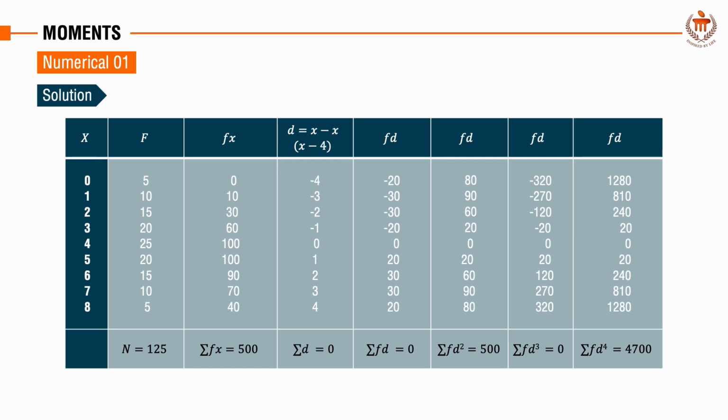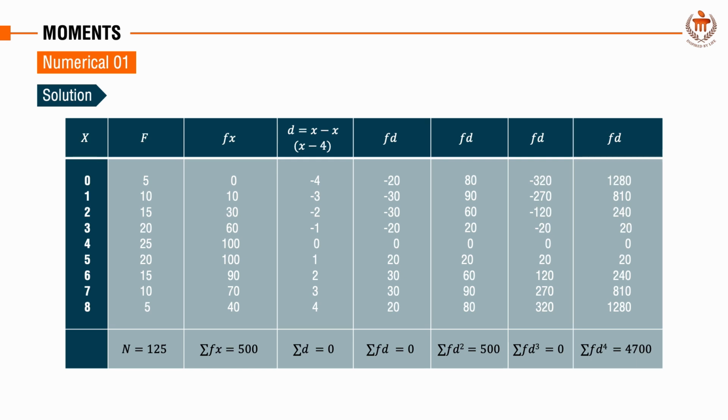Okay, so here first we found f into d, then we find f into d square, then f into d cube, and then f into d to the power 4. You can see the correction here. Please correct these slides, there are a few mistakes. This is f into d, so the sum of f into d here is 0. Then we took the d values and did the square of these d values, and multiplied with f. So we got the sum of f into d square.